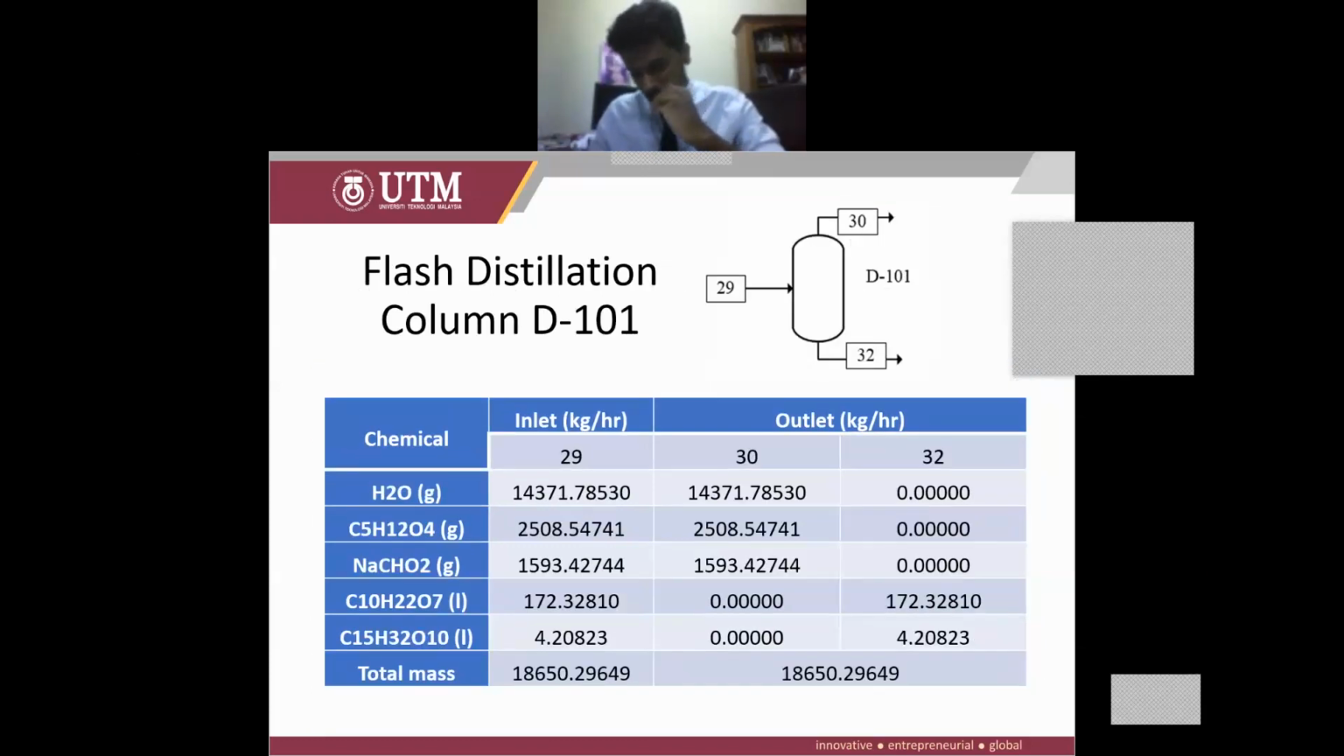For flash distillation column D101, 100% separation of water, pentaerythritol and sodium formate from dipenta and also tripenta.